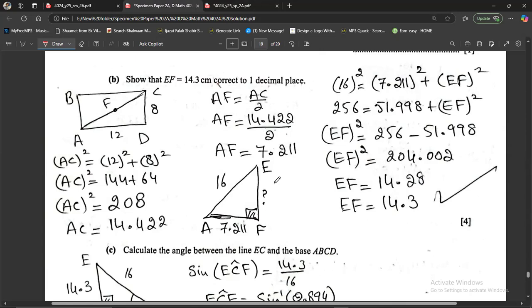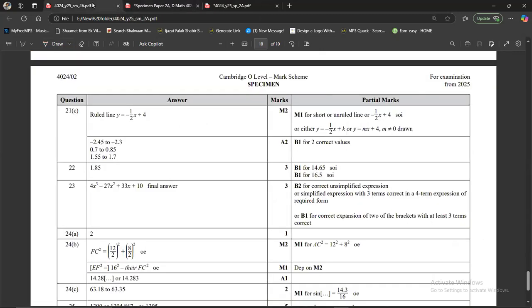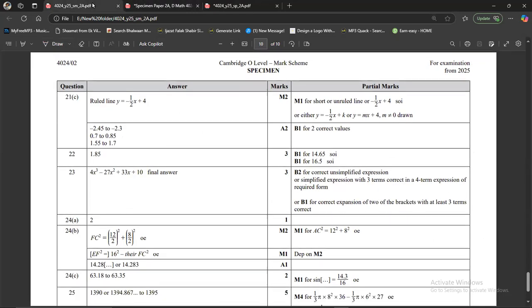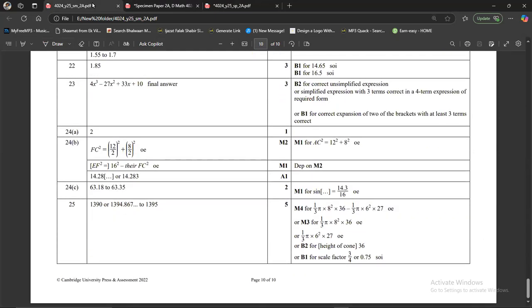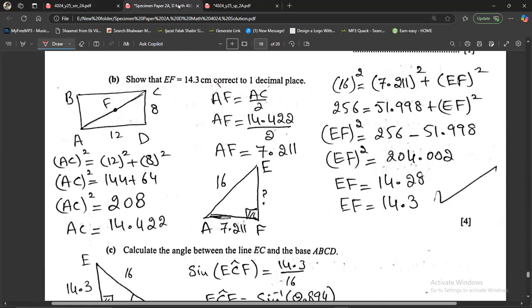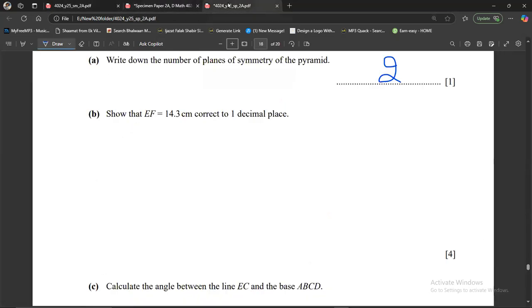Now I will take this right angle triangle AFE. EF is my question. I know AF is 7.211, and this inclined side is 16. So apply Pythagoras again. 16 squared is equal to 7.211 squared plus EF squared, and the EF will be 14.3. EF will be equal to 14.3, or 14.28.